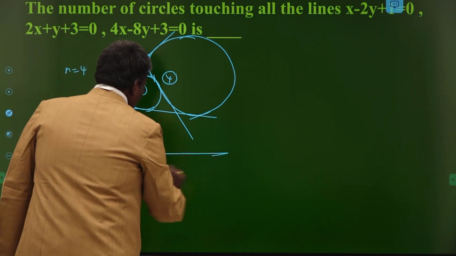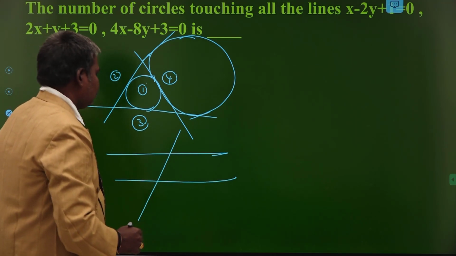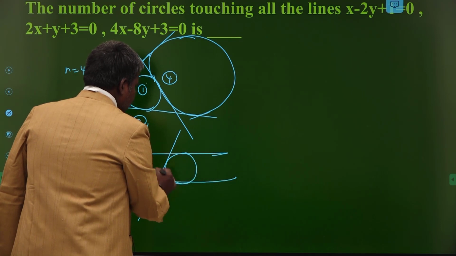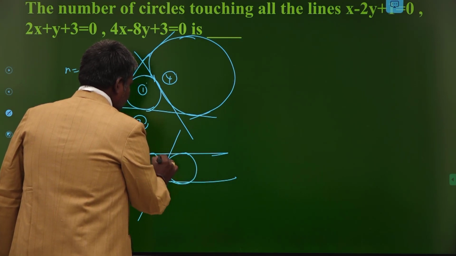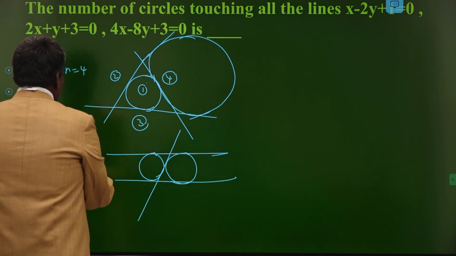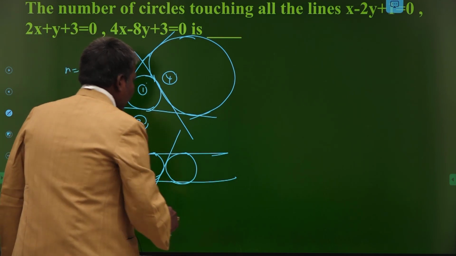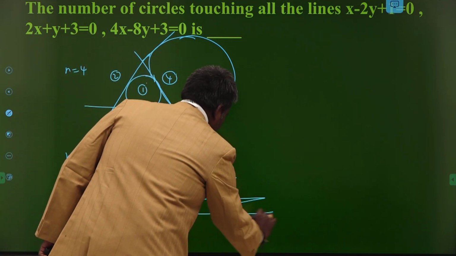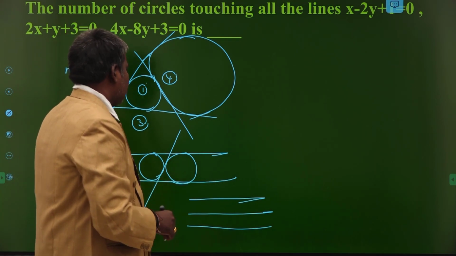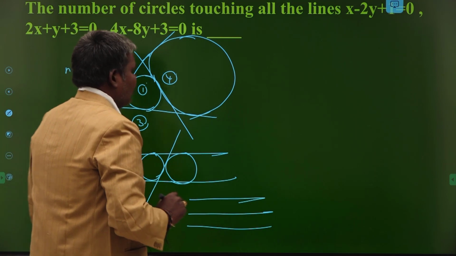Suppose out of the 3 lines, 2 are parallel and one is a secant in this manner, then there exist 2 circles touching your 3 lines. Therefore, the number of circles is 2 here. Suppose the 3 given lines are parallel, it is not possible to draw a circle touching these 3 lines. Here n is equal to 0. The number of circles is 0.